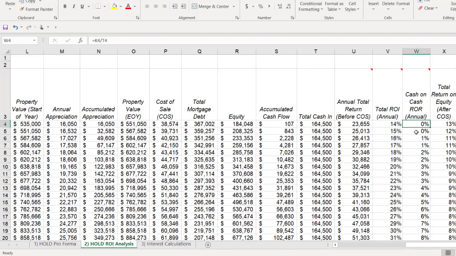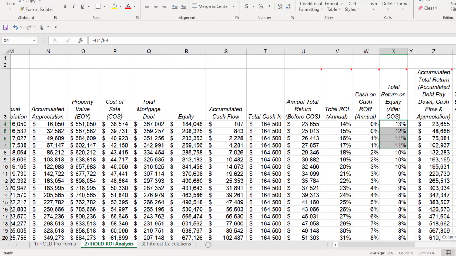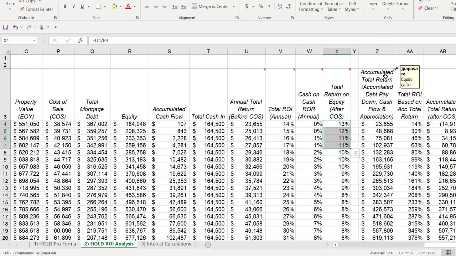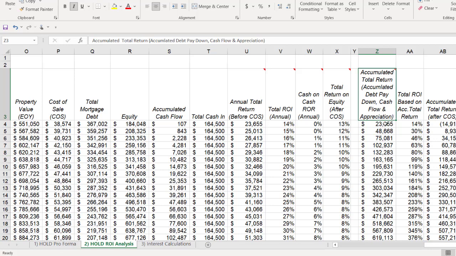Now, this deal as it sits is a little tight, as I've mentioned previously, but over time it looks like it does okay. So let's keep going. Here's your total return on equity. You can see it's already in the double digits. And again, it's just for some of those things that I mentioned, like this accumulated total return. Here's your accumulated debt pay down, your cash flow plus your appreciation. So that's year one. Here's the total for year 2, year 3, year 4, and year 5.